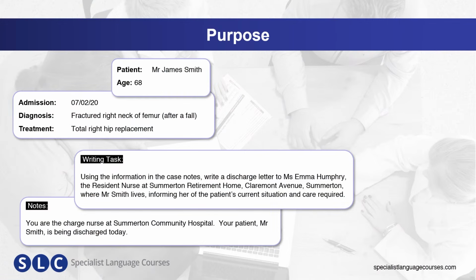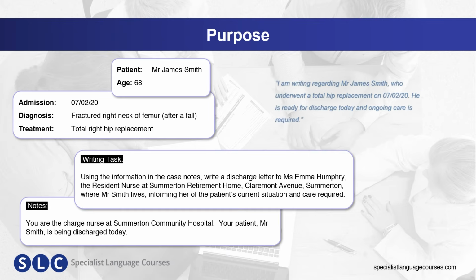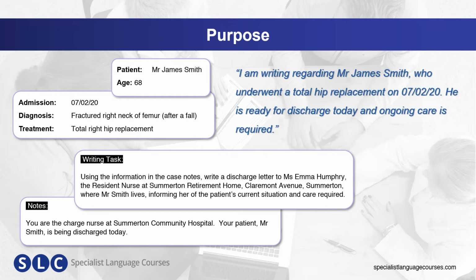Now we've identified the purpose, let's look at how to express it. At the beginning of the letter, you should tell the reader the patient's name, how they are connected to you, and the general reason for writing. So for this case, something like, I'm writing regarding Mr. James Smith, who underwent a total hip replacement on the 7th of February. He is ready for discharge today and ongoing care is required.